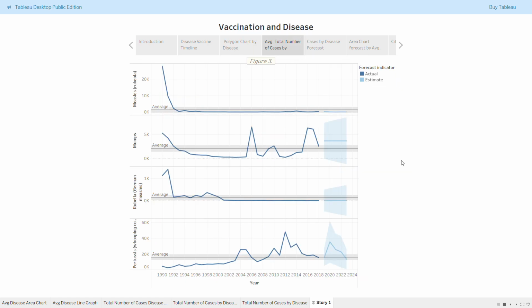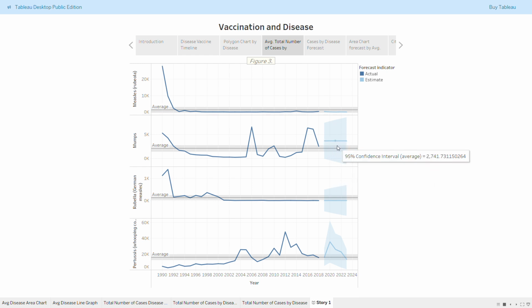Now we have total number of cases, a line graph, looking at every 2-year period from 1990 to 2024 with our predictions and our estimate here for the confidence intervals. We can see that measles predicts very low cases due to the vaccines. Again, mumps, a slight increase that we had, and then it again predicts a relatively low prevalence in society.